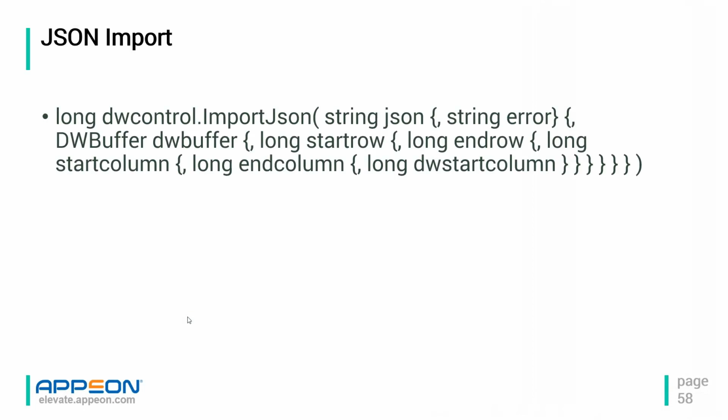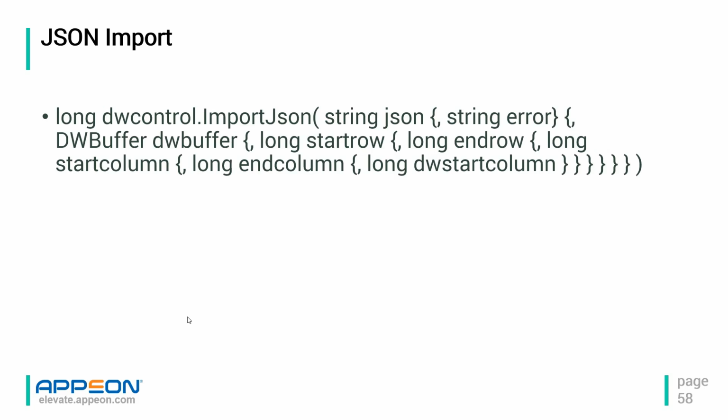So notice the one thing you don't have here is a flag indicating the format, because PowerBuilder is pretty smart. It's going to look at the JSON it got, and it's going to know whether or not it's simple JSON or the DataWindow standard JSON. It doesn't need to be told that. So you pass in the JSON.